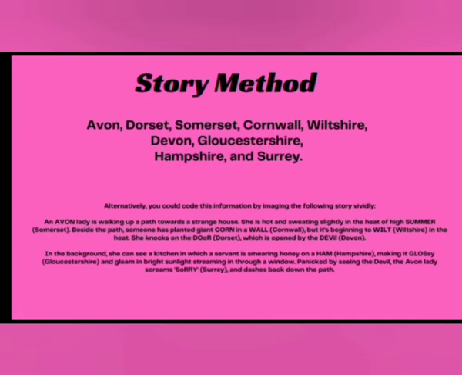Now, the next paragraph. In the background, she can see a kitchen in which a servant is smearing honey on a ham. What do we have there? Hampshire. Making it glossy and gleam in bright sunlight streaming through a window. What do we have there? Gloucestershire. Panicked by seeing that, the Avon lady screams, "Sorry!" That's the last one, Surrey, and dashes back down the path. Now, do you see how it worked? That is how the story method works. And this one can really help you to remember this list, because if you make it in a very vivid way, it will stick in your memory.